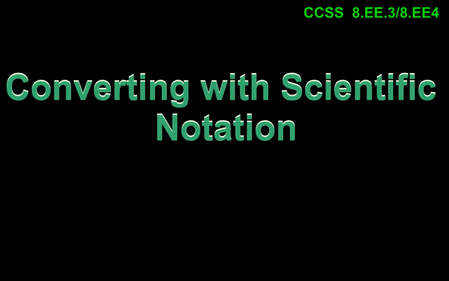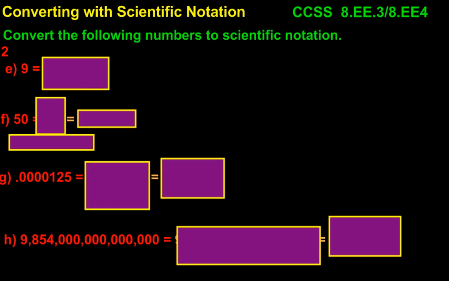Tonight's homework is converting with scientific notation. The directions are to convert the following numbers to scientific notation. So we're going to start with number 2, and we have E, F, G, and H. So 2E, we have the number 9.